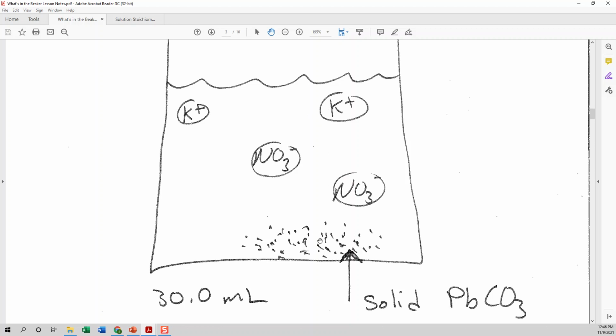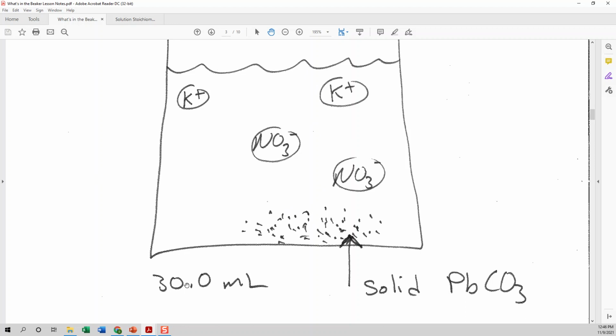And if we wanted to separate the solid from these dissolved ions, we would have to filter, right? We would have to pour the whole thing through filter paper. The solid would stay on the filter paper, and all of these ions that are still dissolved in the water would go through the filter paper, right? That's the whole point of filtration, right? But this is what the container would look like, and we're going to assume that the overall volume is about 30 milliliters, okay? Because we started with 15, and we mixed it with another 15, so we got 30 milliliters, right?